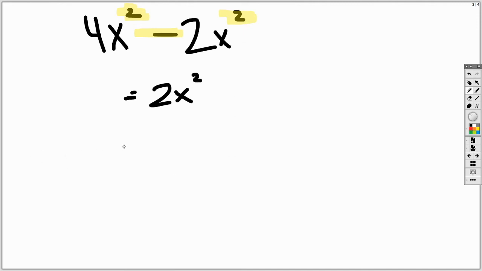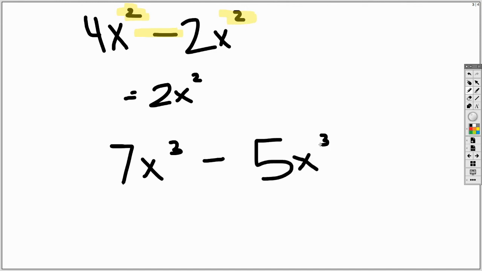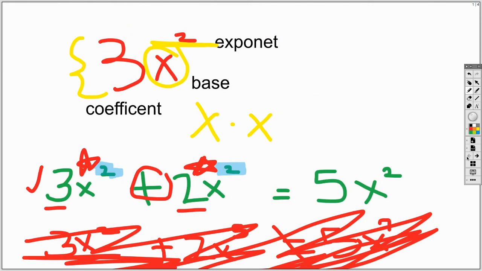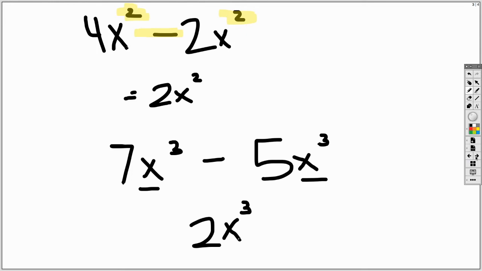Another problem. 7x cubed minus 5x cubed. Okay, 7 minus 5 is 2. Then you got to put those same bases and then those same exponents. So it's 2x to the power of 3. Literally the same concept as adding exponents, but we just subtract them. So again, I will give you a list of problems to do.